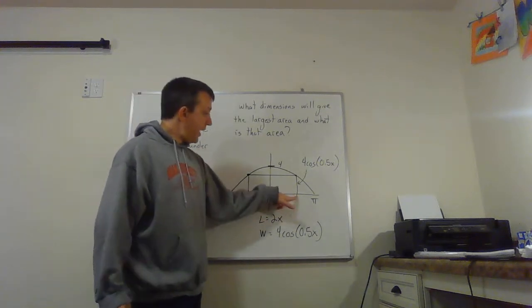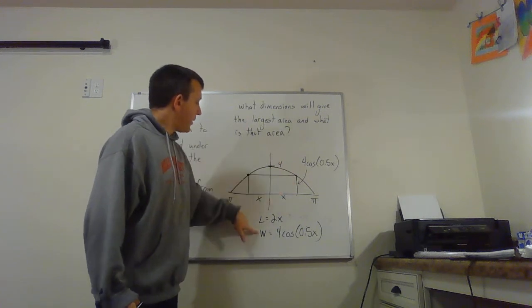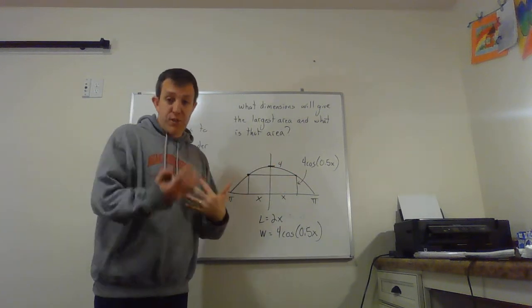Well, if we have an x value, we get a value for the width here because that's just going to be the function value at x.